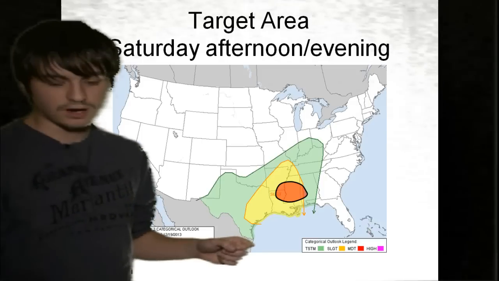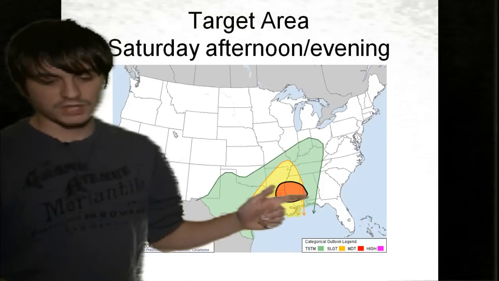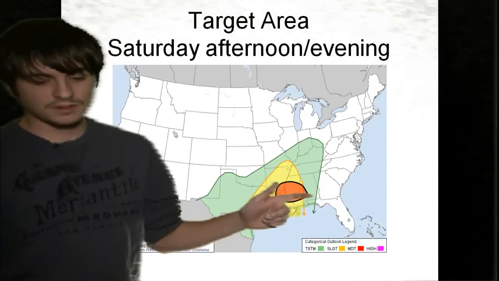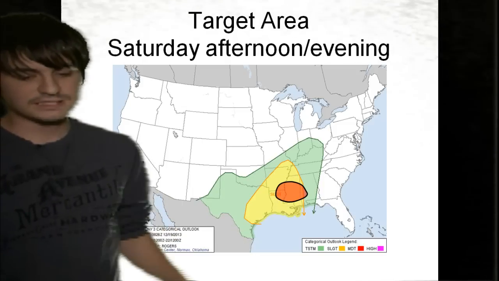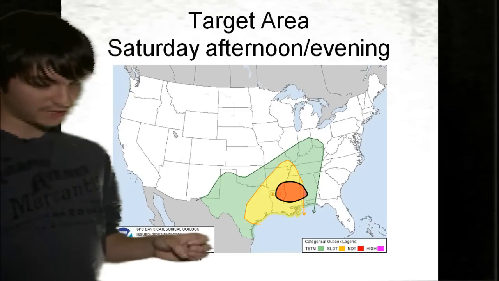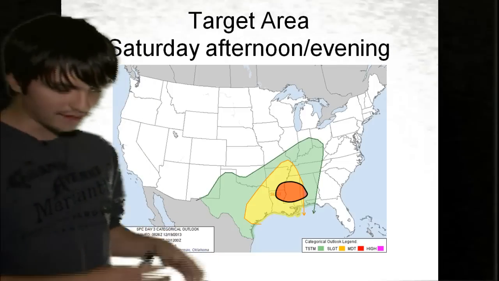I cut off our target area to the eastward extent because we're going to be getting nightfall by here. Now this area over here, a little bit further, is actually going to have some severe threat, but it's going to become nightfall, so it's not really the area you're going to want to look at.